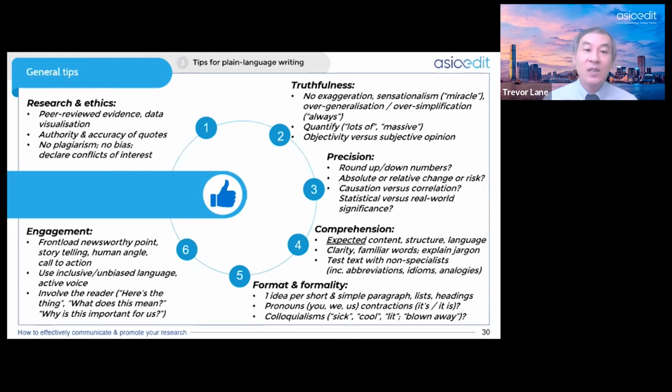Use inclusive language, don't offend your audience, use the active voice if you can, and then involve the reader by asking rhetorical questions if it suits the style of the document. So you can ask, oh, here's the thing, here's what I mean, what does this mean, why is this important for us? And then that will gain the reader's attention, and then you can answer in the next part.